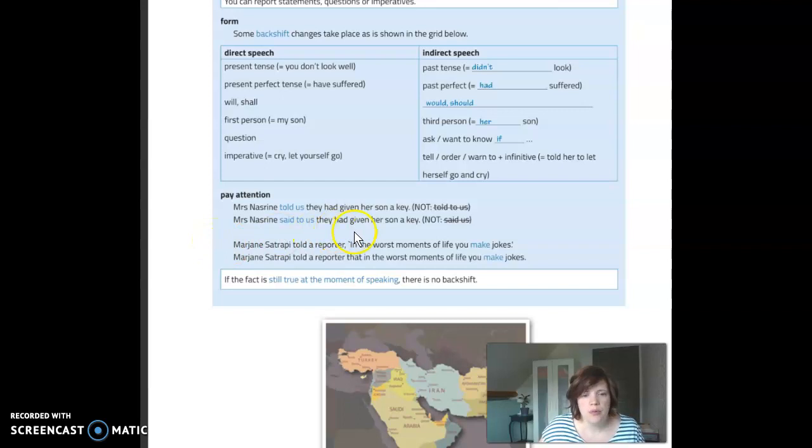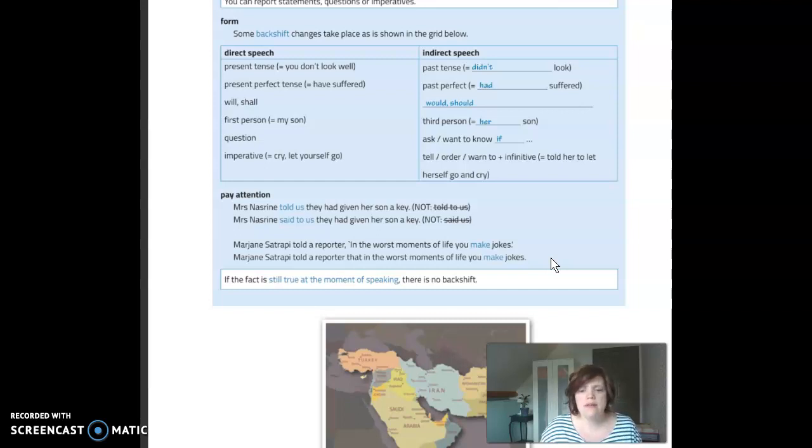"Marianne told the reporter, in the worst moments of life you make jokes." "Marianne told the reporter that in the worst moments of life you make jokes." Here there is no backshift, as you can see. Why? Because you're talking about a fact that is still true at the moment of speaking, a universal fact. And in that case, there is no need for a backshift. Okay?